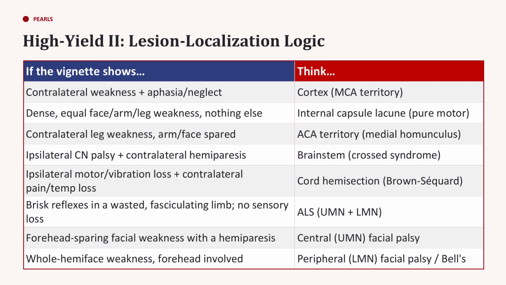Brisk reflexes in a wasted, twitching limb with completely normal sensation is ALS. Forehead-sparing facial weakness with a hemiparesis is a central upper motor neuron facial palsy. Whole hemiface weakness, including the forehead, is peripheral lower motor neuron Bell's palsy. Memorize the shape of each pattern. Board questions are engineered around exactly these discriminators, and if you can move from picture to localization in a single step, you will answer them quickly and leave time for the harder items.